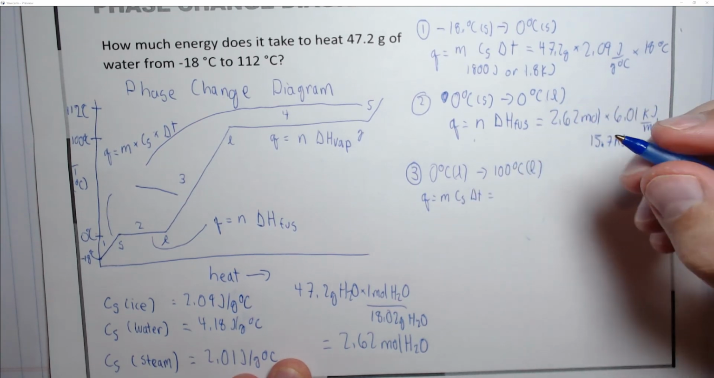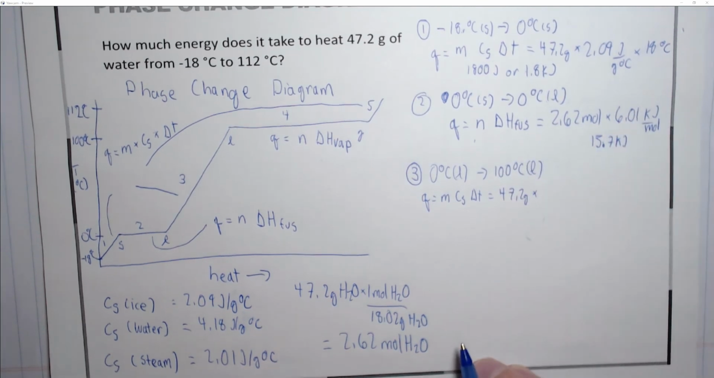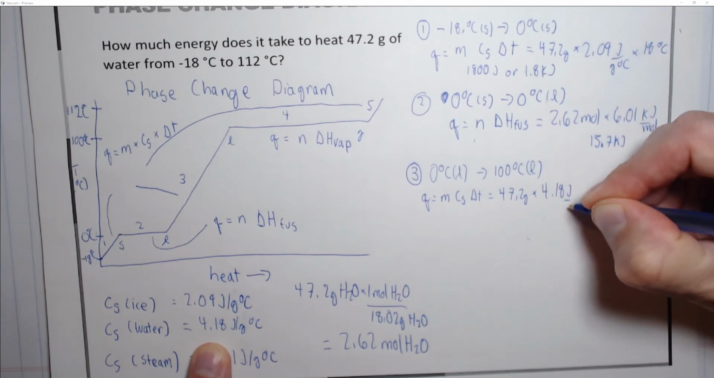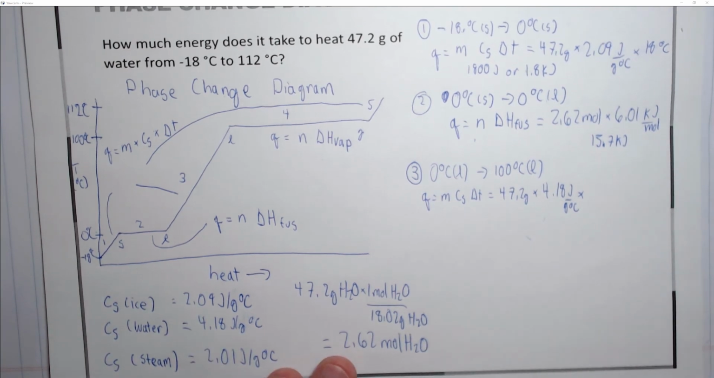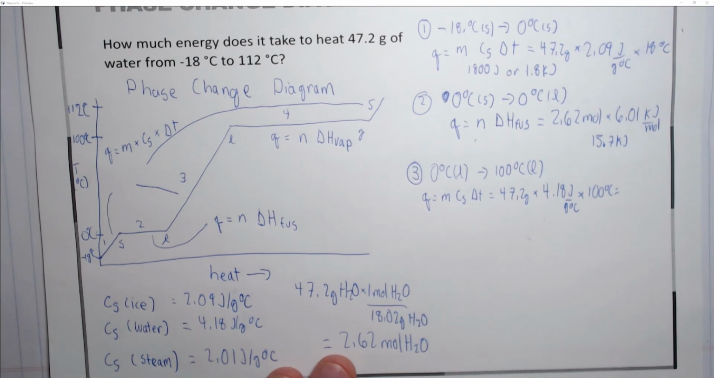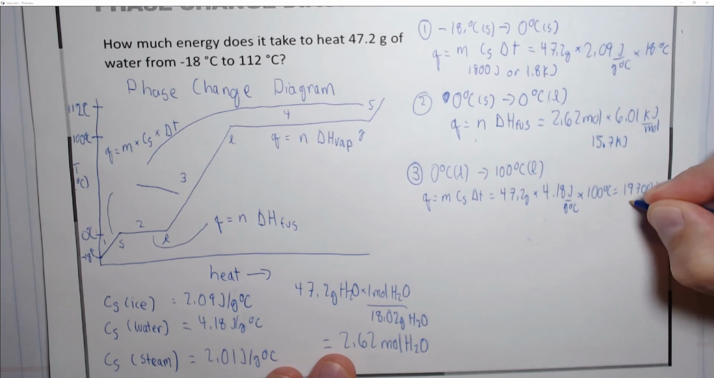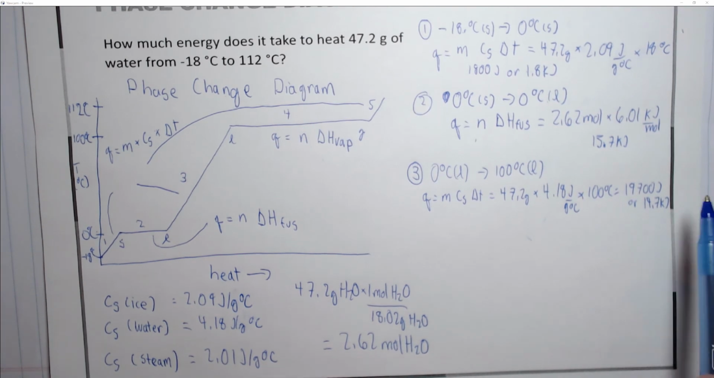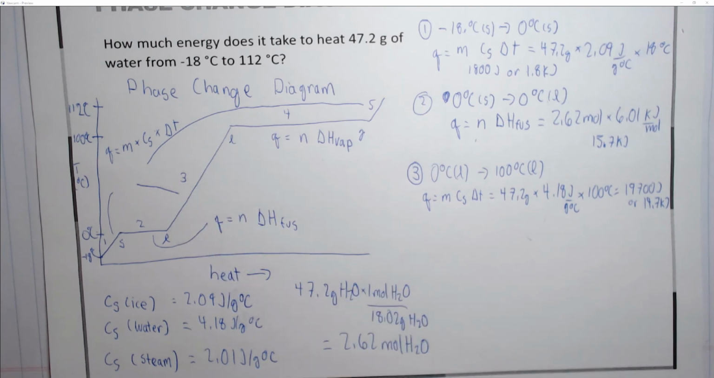In this case, the mass is the same, 47.2 grams. The C sub s is not the same for water. It's 4.18 joules per gram degree C when it's liquid. And then the change in temperature is 0 to 100, which is 100 degrees C. And when we do that, we find that it is going to be 19,700 joules, or 19.7 kilojoules of heat energy to heat this water from 0 to 100.